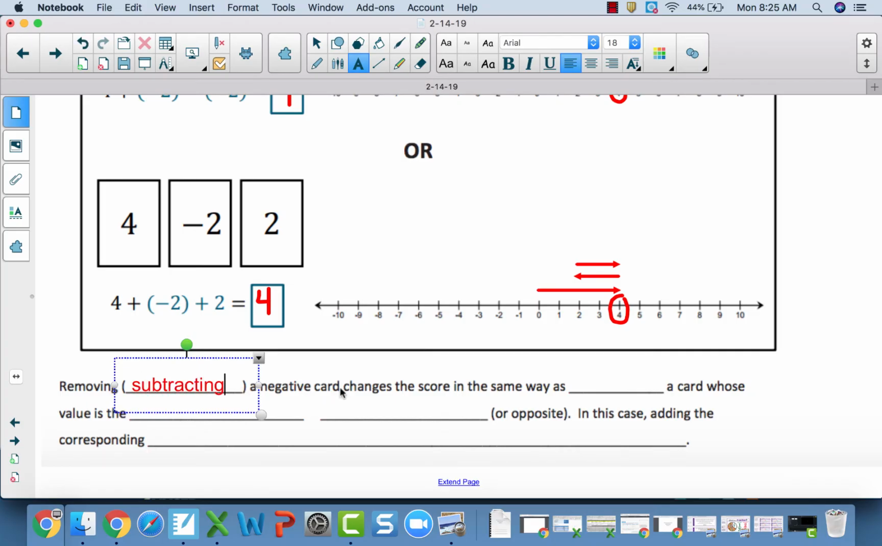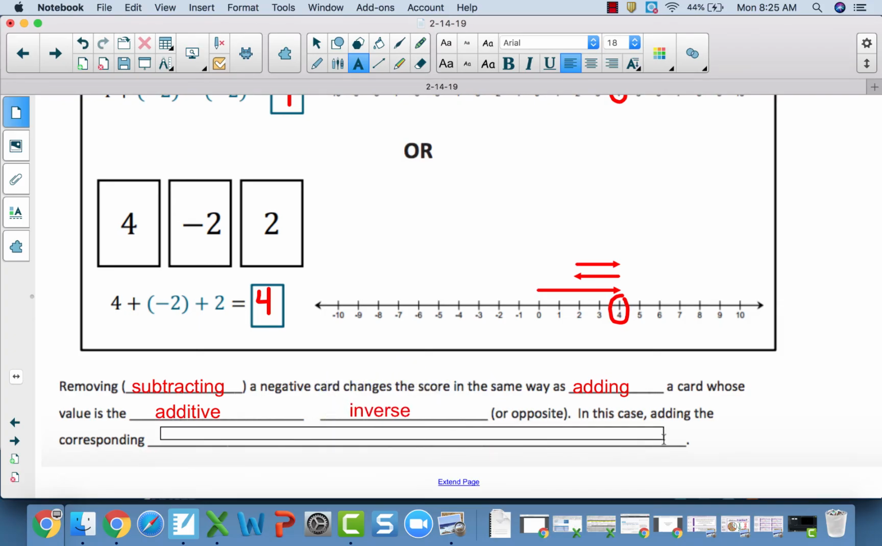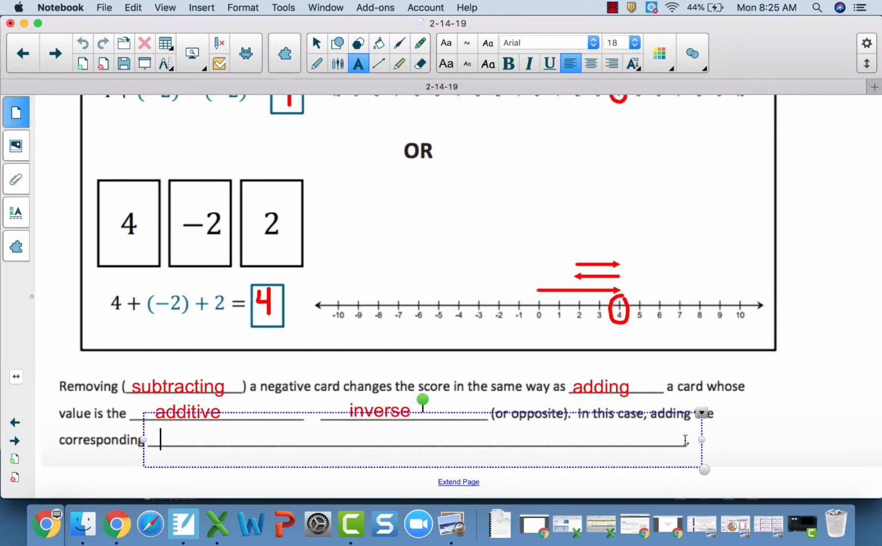Removing or subtracting a negative card changes the score the same way as adding a card whose value is the additive inverse, or opposite. In this case, adding the corresponding positive, such that 4 minus negative 2 is the same thing as 4 plus 2.